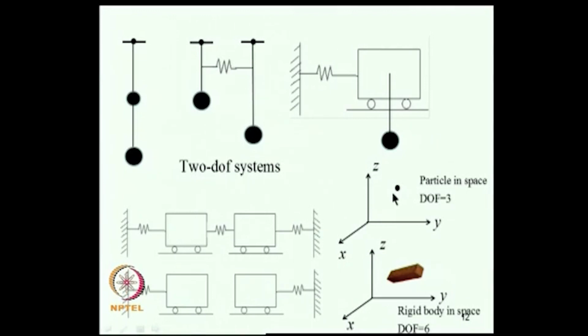Now, let us consider this example. This is a particle in space. Suppose it is moving in a Cartesian coordinate system, we need to know at any time t where this particle is. Therefore, this is a 3 degree of freedom system. On the other hand, if this particle is actually a rigid body like this, which is idealized as a particle in this model, and you want to include the geometric details of this object, then we need to know not only the position of the center of gravity, say x, y, z, but also the direction cosines of the orientation of this rigid body. Therefore, this is a 6 degree of freedom system.